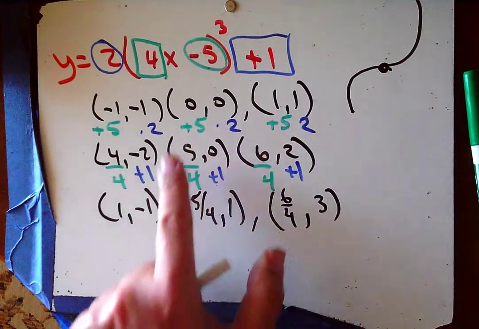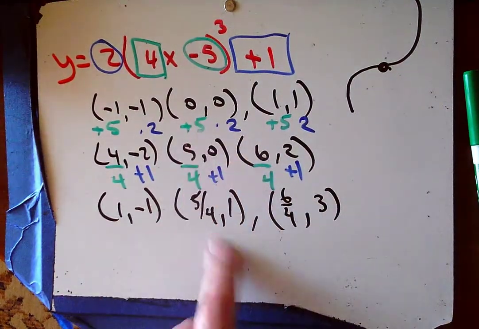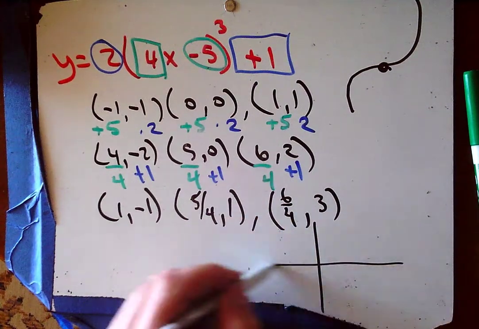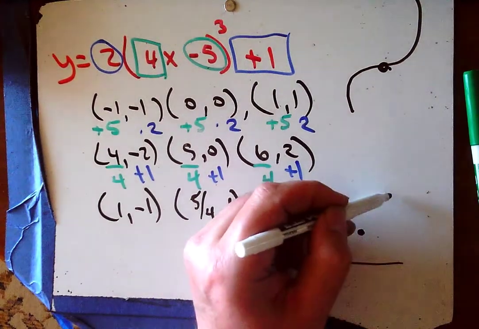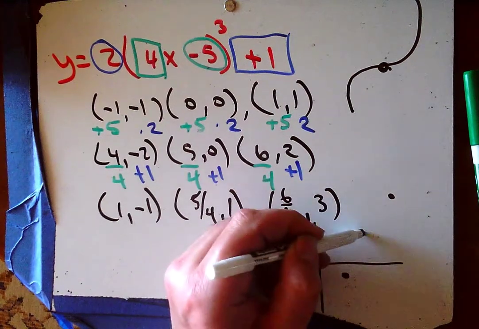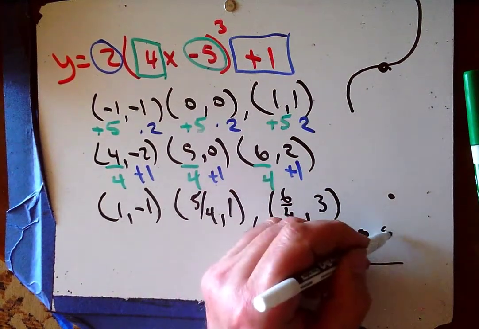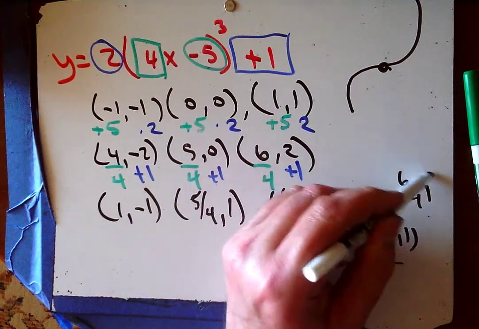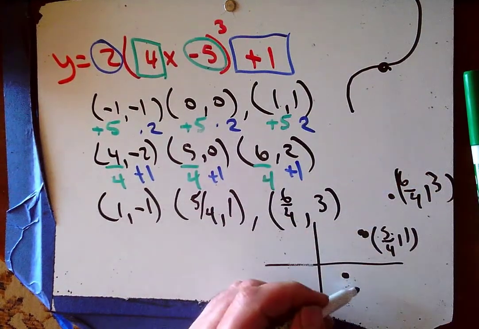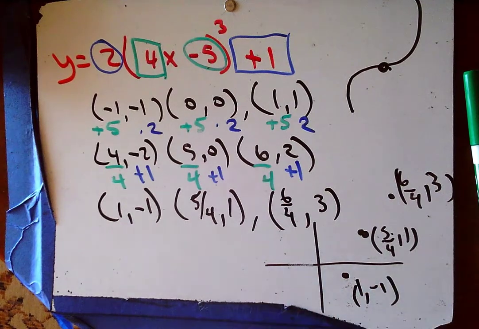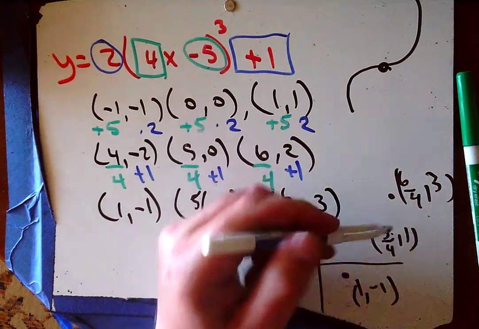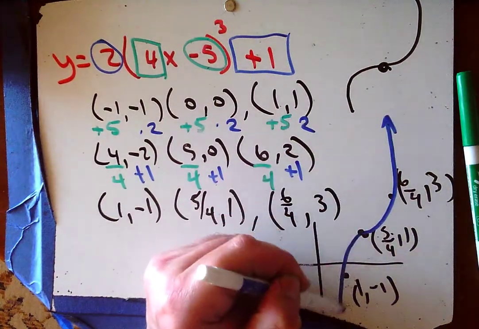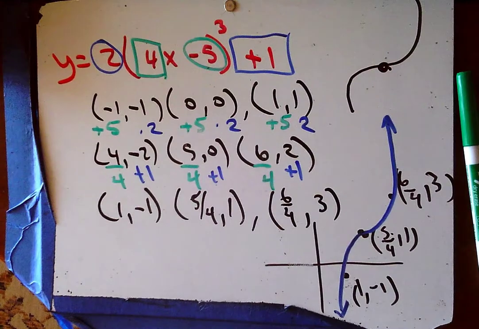This is our middle point. So let's make a graph. We've got that one, we've got that one, we've got that one. So this one is (5/4, 1). This one is (6/4, 3). And this one is (1, -1). What's the graph look like? Well, it looks like an up-pointing parabola on this side and a down-pointing parabola on that side.